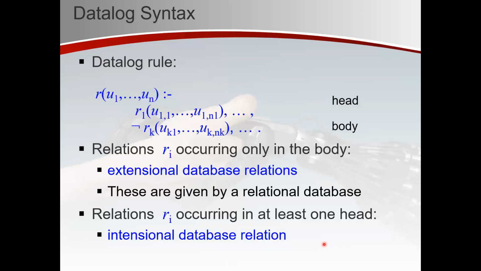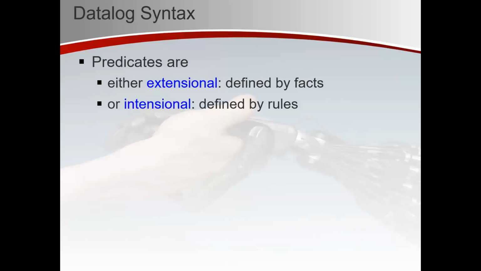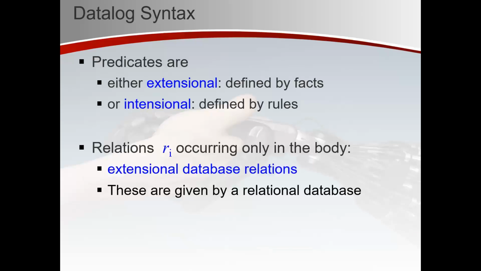If a relation Ri occurs in at least one head, if you have at least one rule, for example, for grandfather, then it's called an intensional database relation. Extensional because it relates to the extensionally given facts, and intensional because it's derivable from rules, so to speak. Okay, predicates are either extensional or intensional. We cannot mix this.